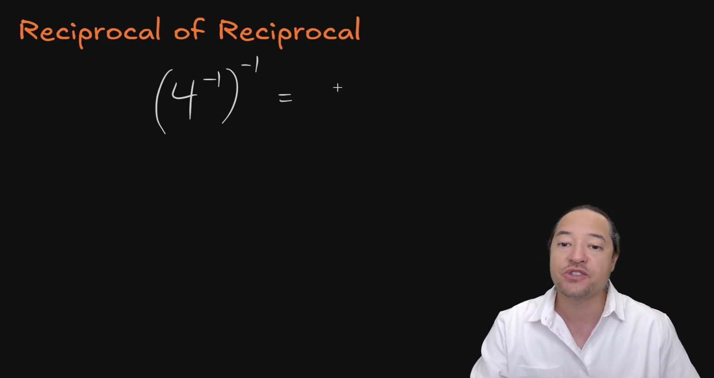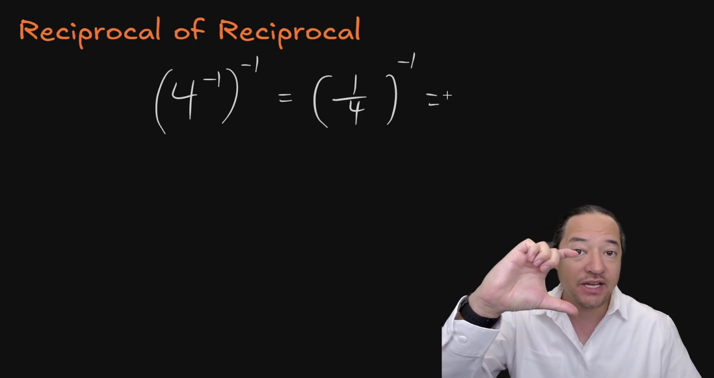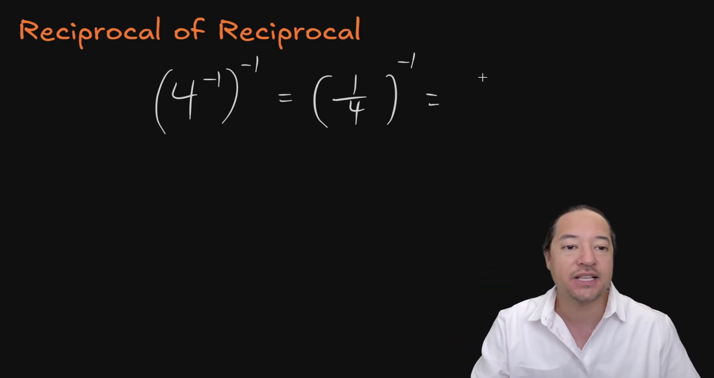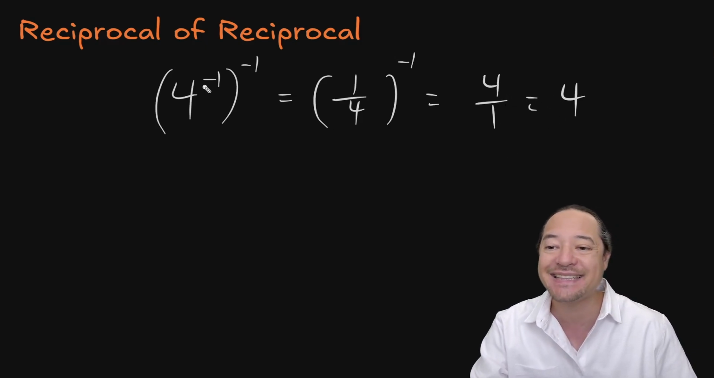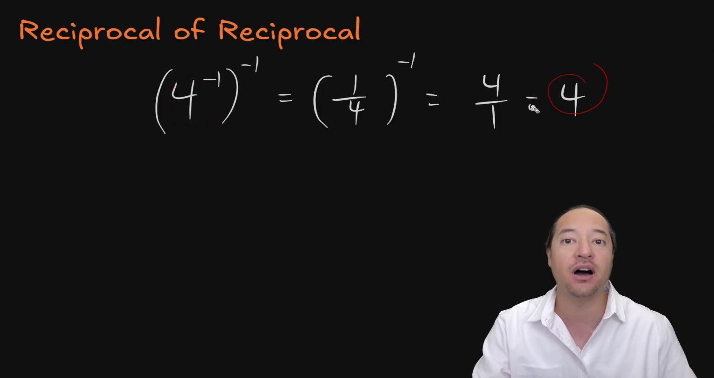Well, let's do the first one. Okay, so what's the reciprocal of 4? Well, that's going to be 1 over 4. And then if I take the reciprocal of that again, I'm just going to take that fraction and flip it over again. So that's going to be 4 over 1, which is just 4, right? So I get the original number back out again. That's what I'm going to get here, taking the reciprocal of a reciprocal.